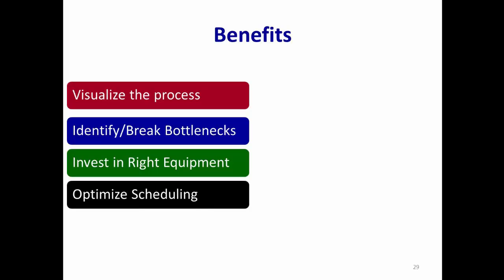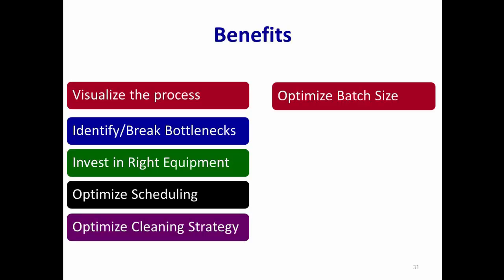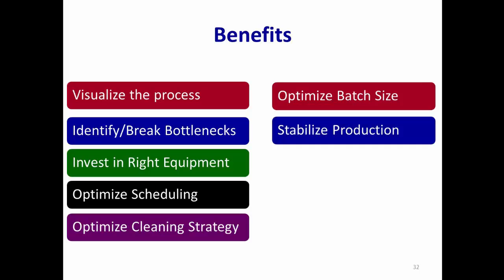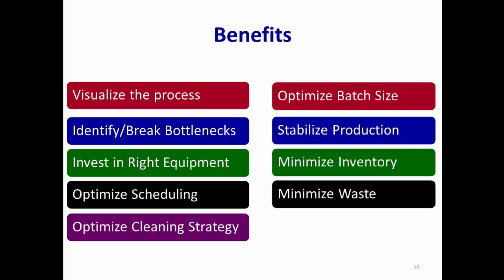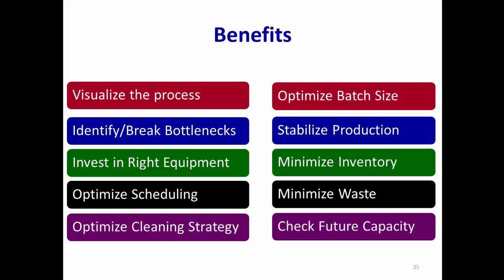Similarly, the what-if capabilities of Plant Sim in the Food and Beverage Library let you optimize cleaning strategies. We can also optimize batch sizes and stabilize production by smoothing the flow. And you can minimize inventory and work in process to optimize your process and ensure freshness. Simulation also lets you minimize waste. Finally, simulation helps to ensure that capacity is sufficient for future demand.